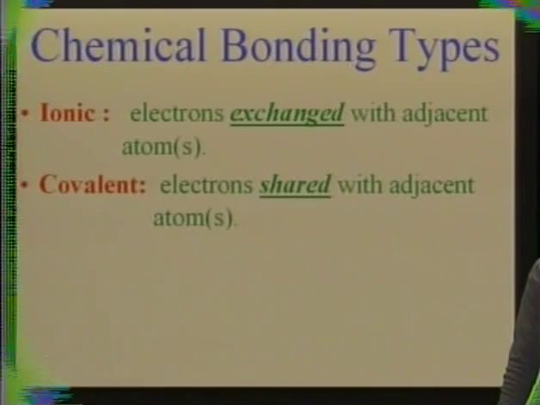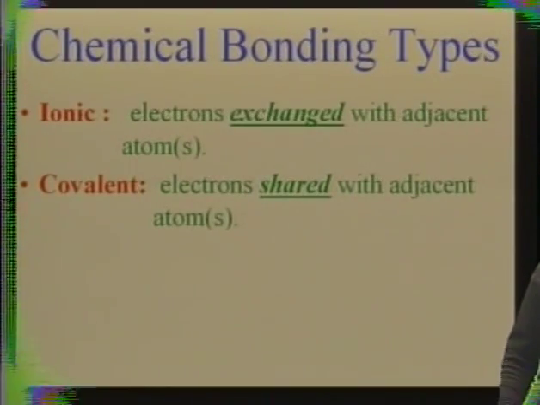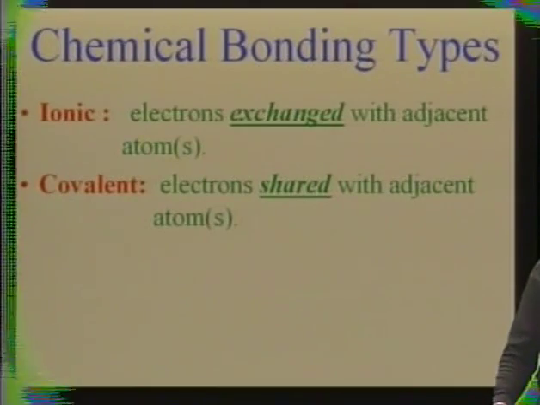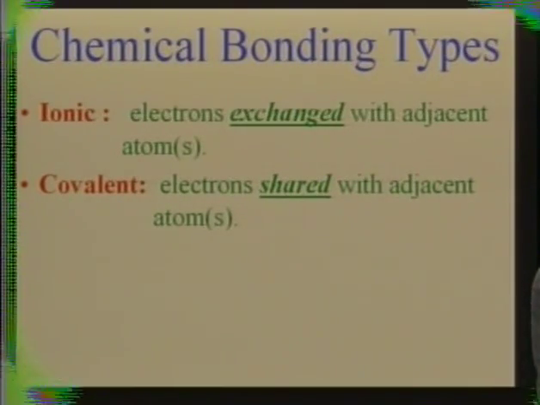The second bond kind of sounds like a cooperative, a sharing experience, a co-op. It's referred to as covalent bonding, and here the electrons are shared with adjacent atoms. They're not given up, they're not gained or lost, they're simply shared at a particular site around the nucleus. And certain minerals possess covalent bonding.